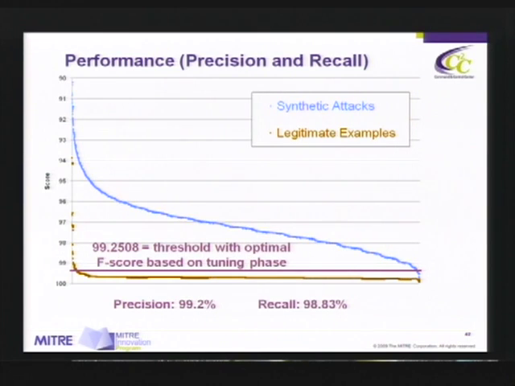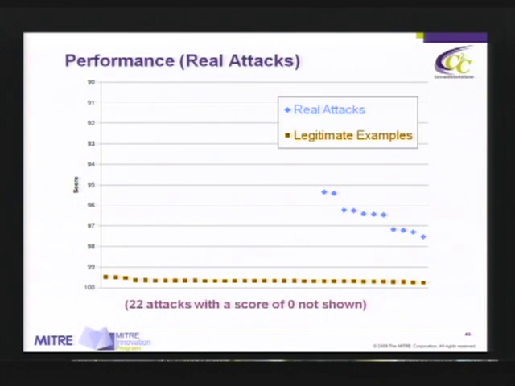So let's look at some real attacks. Same sort of presentation here. The blue is the actual attacks. The red are the legitimate examples. The reason you don't see 33 attacks here is when we put together this workload, the attack team didn't know what the legitimate workload looked like. So more often than not, they came up with some sort of query that they wanted to run that ended up having something completely anomalous about it and therefore being rejected trivially. So 22 of them were thrown away with a score of 0. And then of the remaining 11, they didn't get anywhere close to our threshold of 99.25.